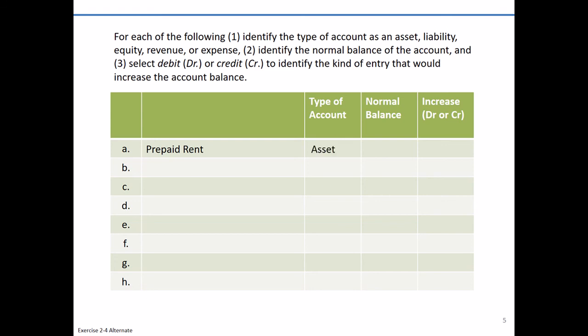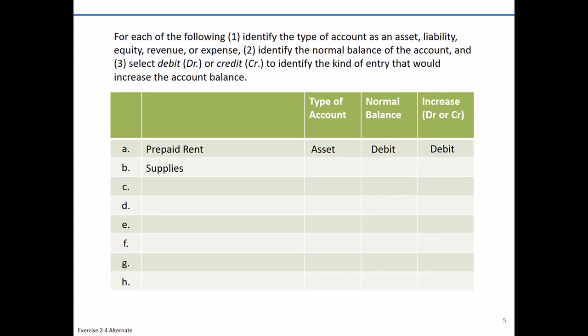Assets follow the normal left-hand rules and that the normal balance is going to be a debit because of the fact it's going to be an increase with a debit or its left-hand side. If I went a step further, although the problem doesn't ask, just a quick review of what particular financial statement would this account reside on? Assets show up on the balance sheet.